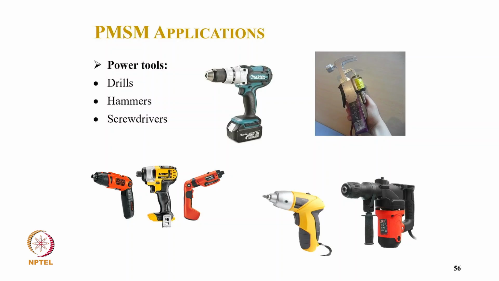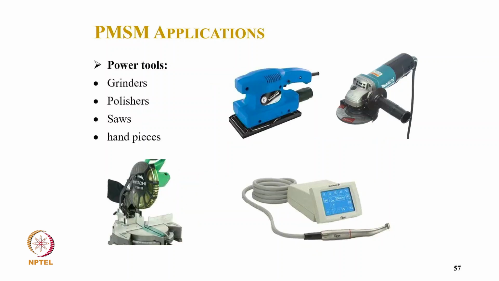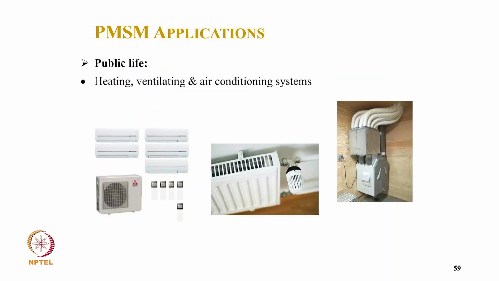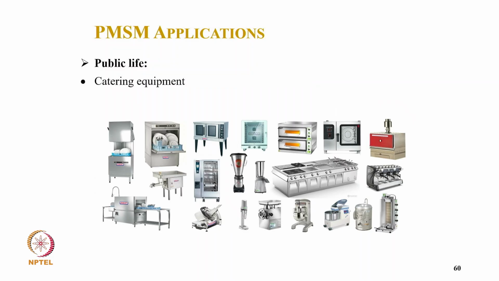Then in power tools, for drills, hammers, and screwdrivers. Then power tools like grinders, polishers, saws, and hand pieces, because of brushless construction as well as very high efficiency construction. Then sanders and sheep shearing hand pieces. Then for public life, heating, ventilation, and air conditioning systems. Then catering equipment.